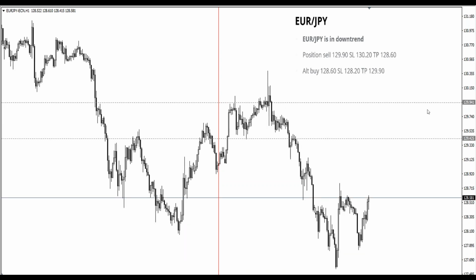Euro yen was a clear winner. The sell position was initiated here, then bang, the price went down. Even later, maybe some traders went into a short, placing their stops a little bit higher, and watch what happened with euro yen.